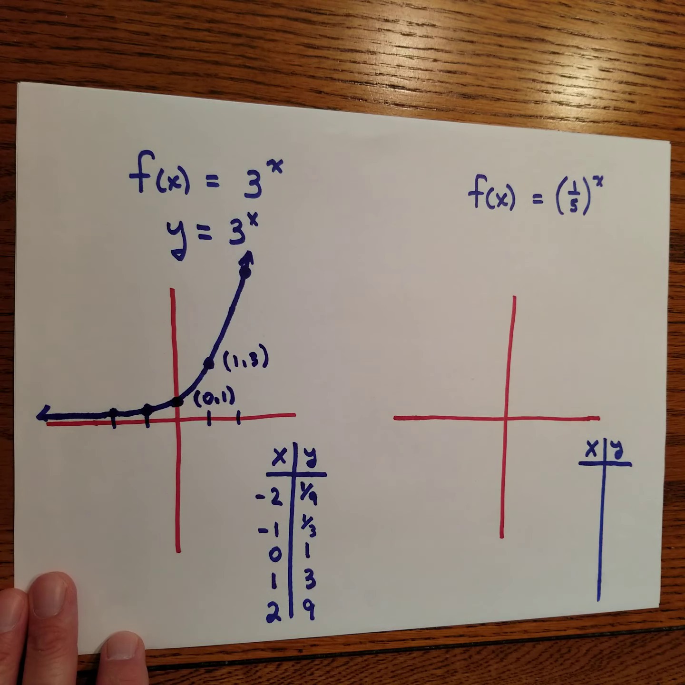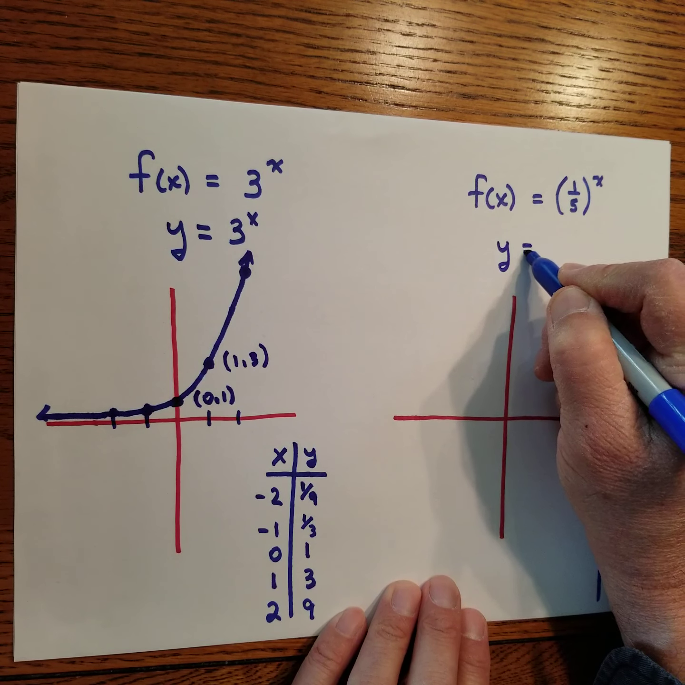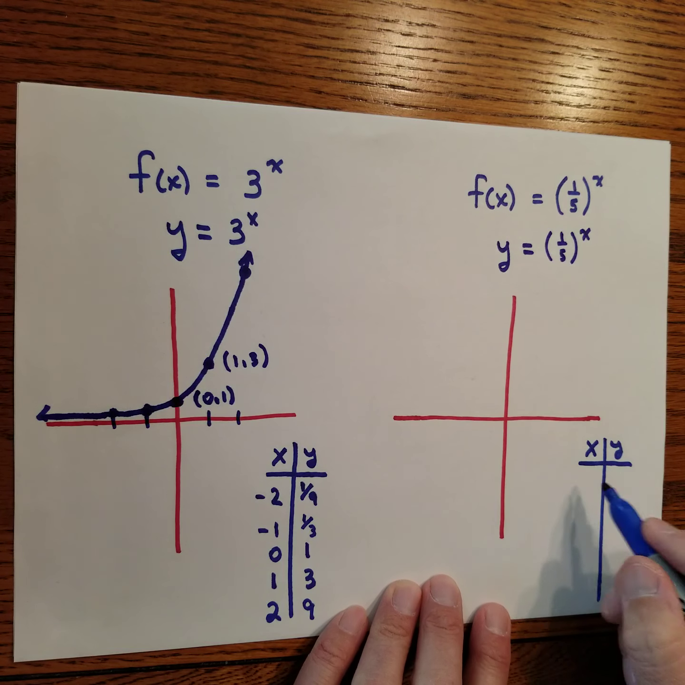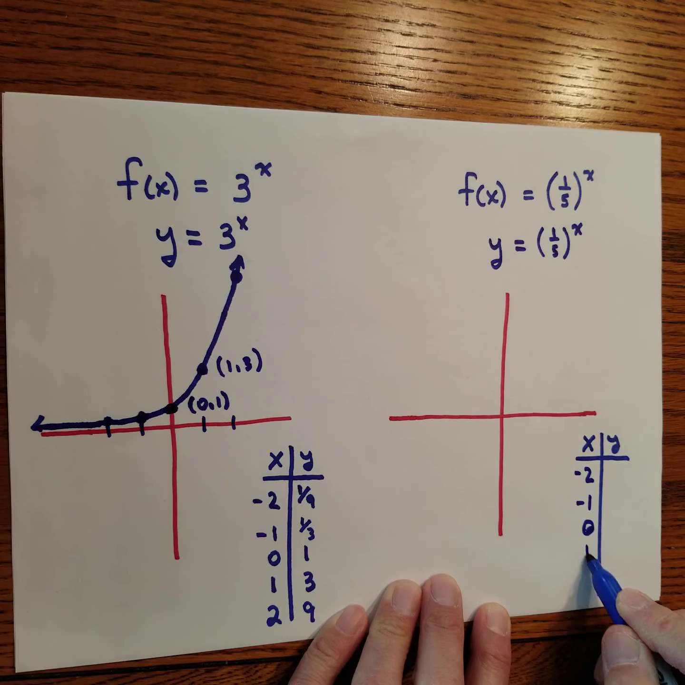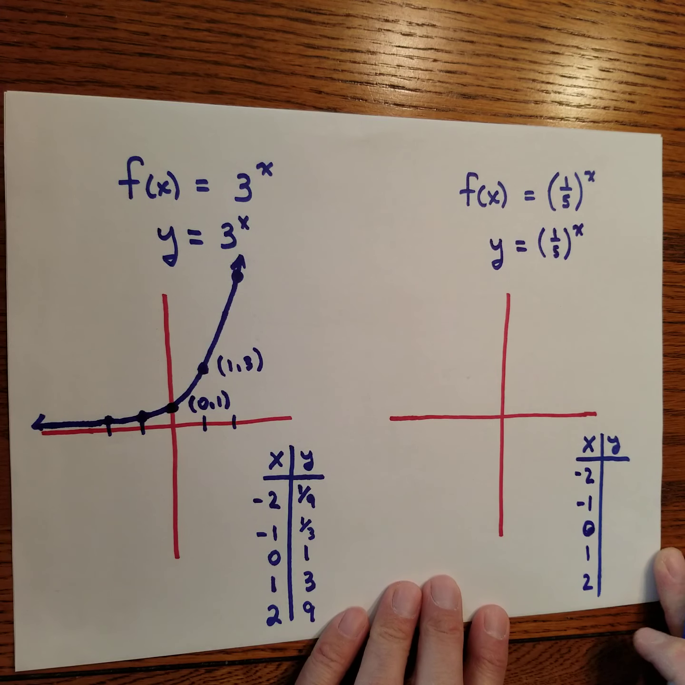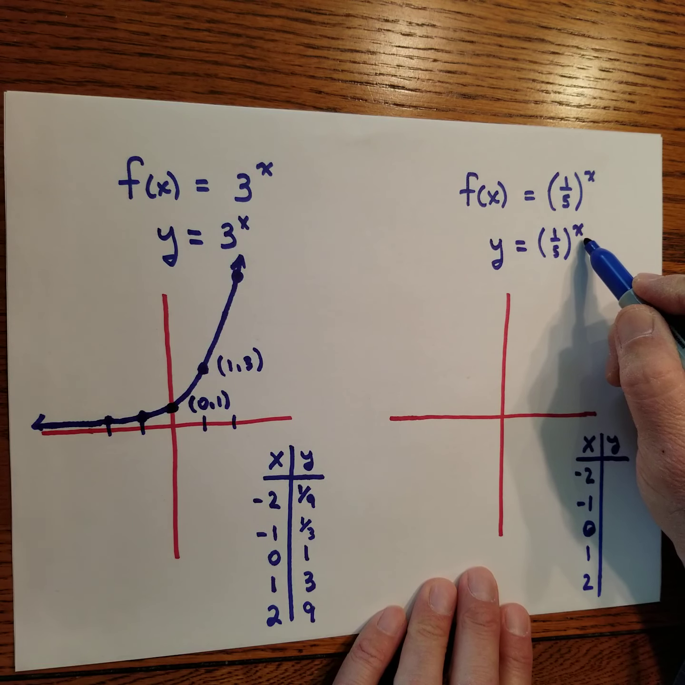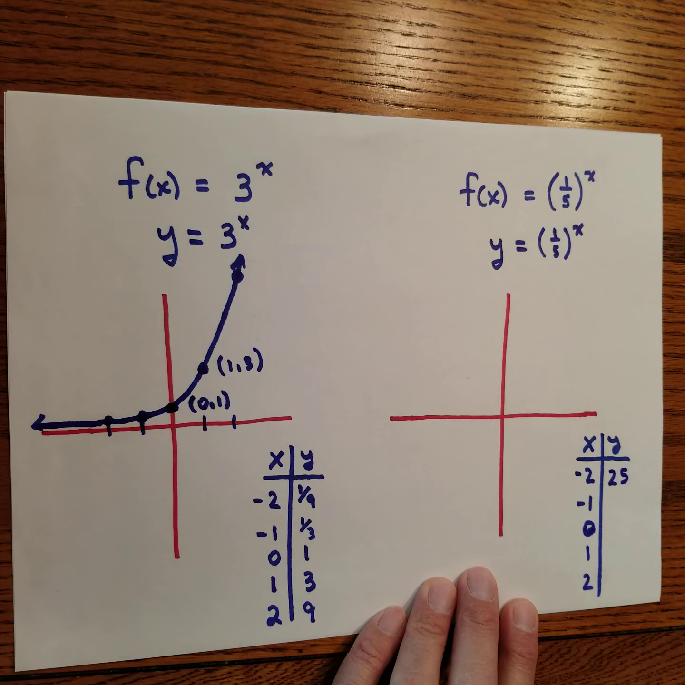Let's try that again. New exponential function. I'll rewrite f of x using its common name of y. And I'm going to let my x values be -2, -1, 0, 1, and 2. Let's start by plugging in the -2. If I plug in -2 here, -2 means reciprocal and square it. The reciprocal would be 5, and 5 squared would be 25.